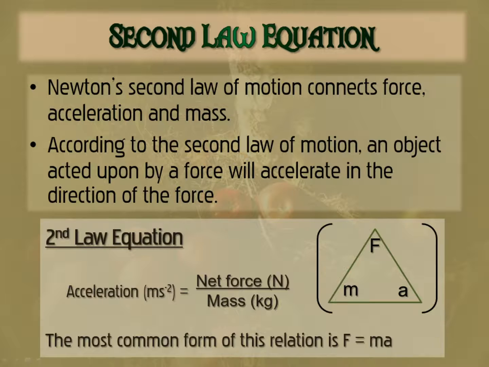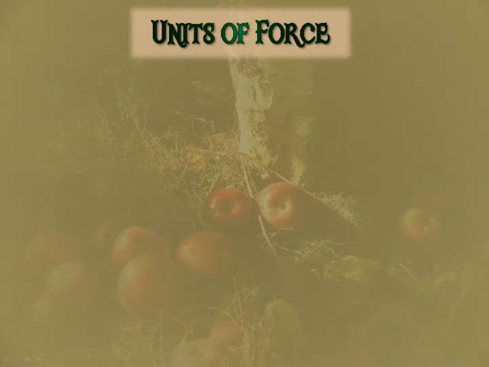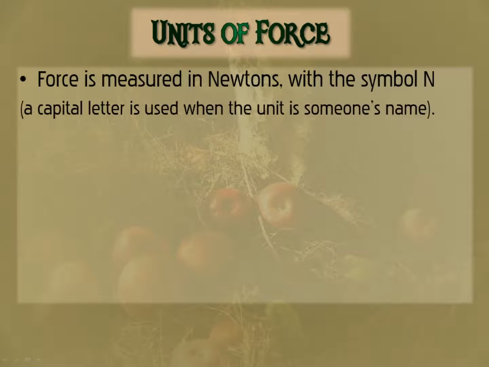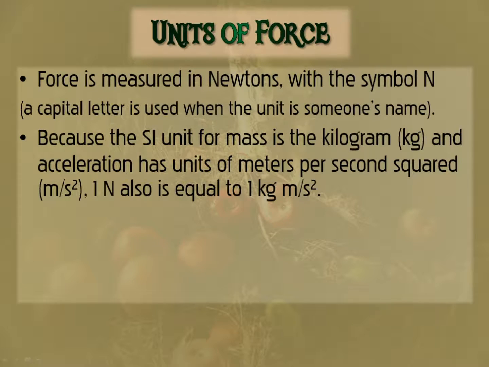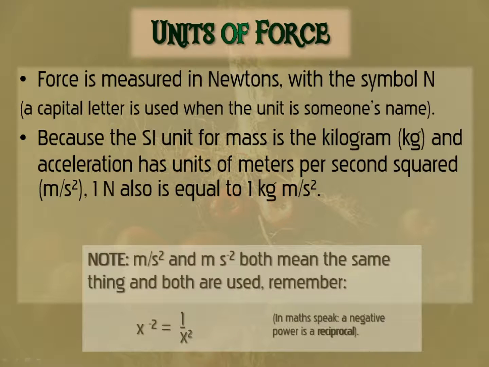The most common form of the equation is F equals ma, force equals mass times acceleration, which is a commonly used form. So let's stop to review the units of force. As we know, force is measured in newtons with a symbol of capital N. It's an interesting point that a capital letter is used when the unit is someone's surname, a famous scientist from history. Because the SI unit for mass is the kilogram and acceleration is meters per second squared, 1 newton is equal to 1 kilogram meter per second squared.